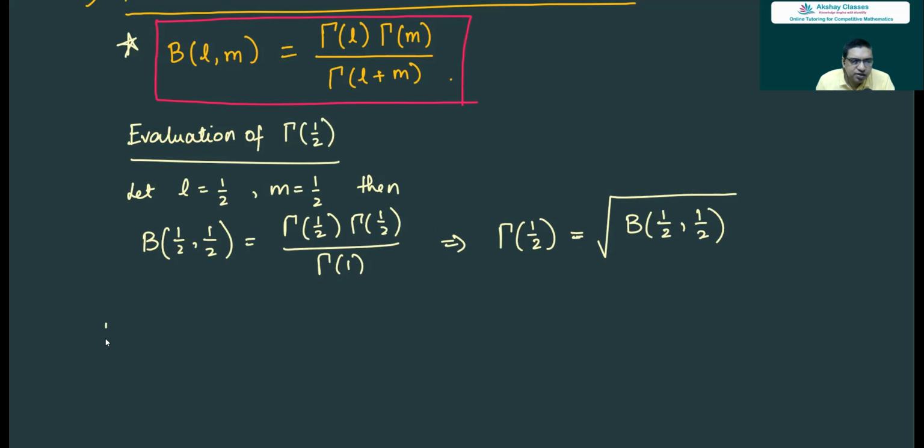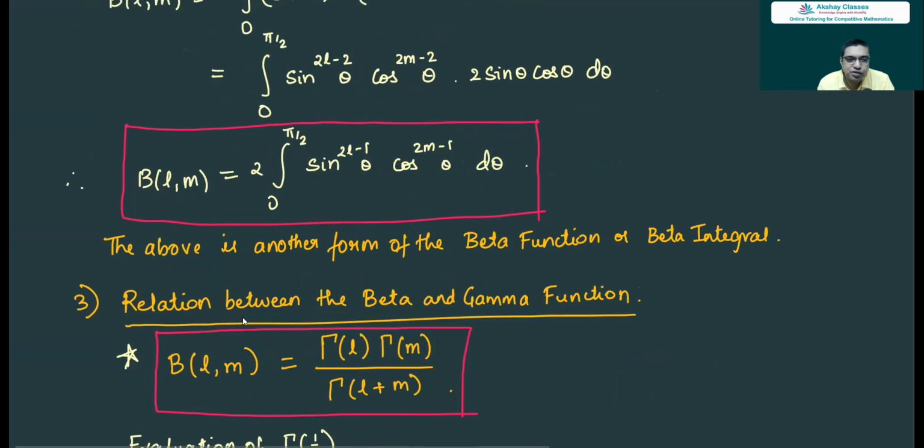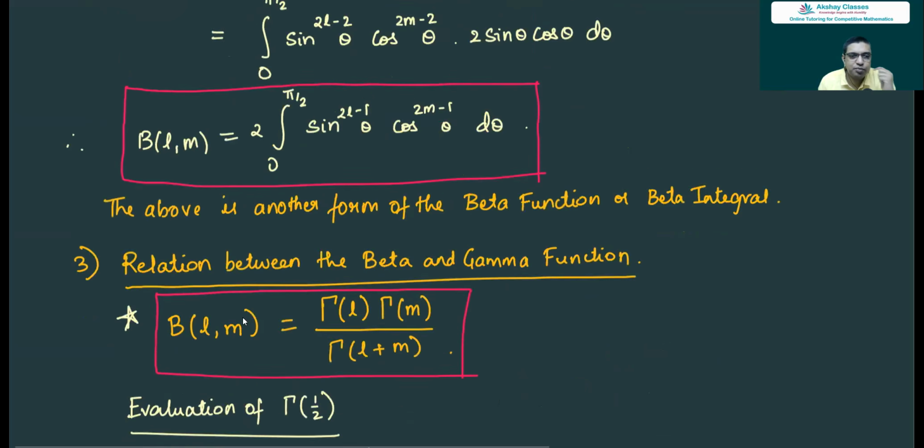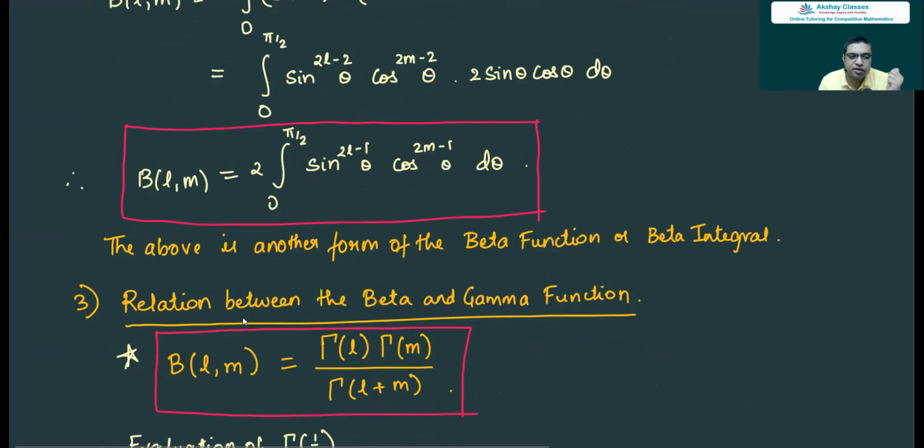Okay. So now beta of half comma half, what will that be? Use this formula. Don't use the x into 1 minus x formula. That will be a little difficult to solve. You can try integrating the beta function by the usual substitutions. You will find it very difficult. Use this result.